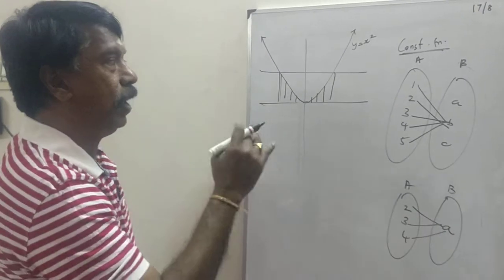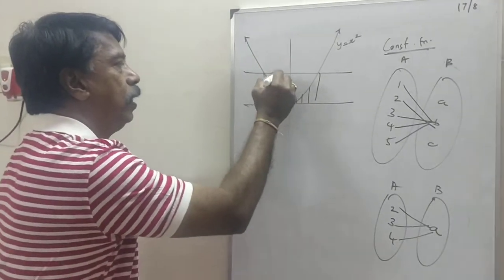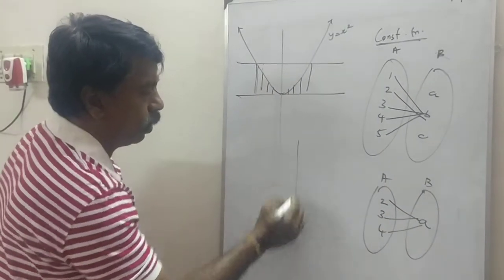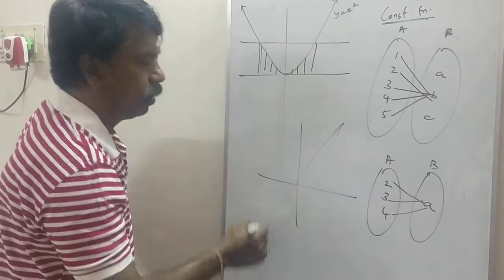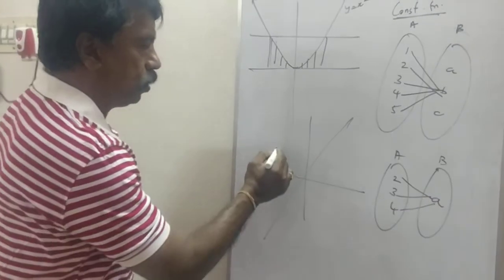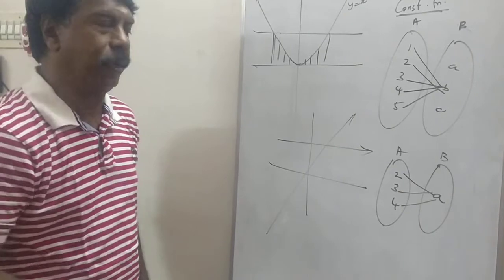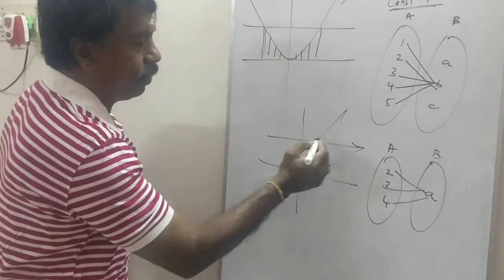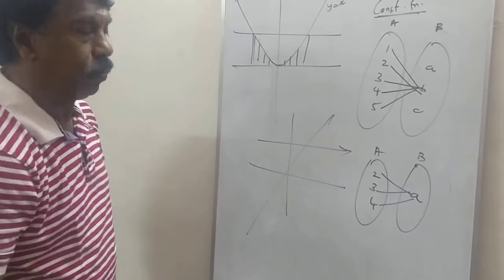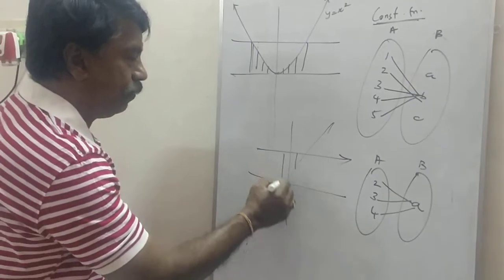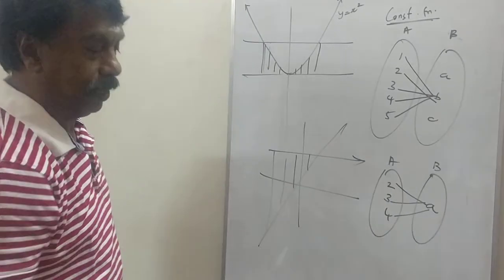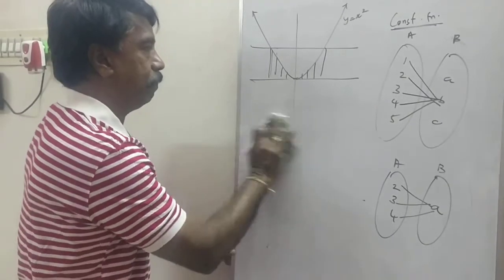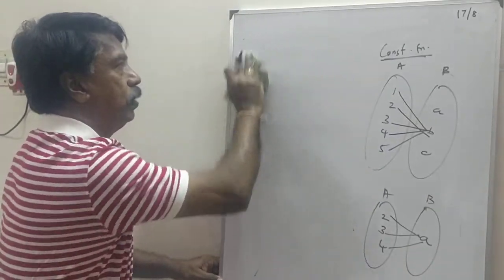Each element will be having different images. See here, these are all the images here. So by using another line, this is y equal to x, you draw a horizontal line test, we can find whether it is many to one or into function. We see that the horizontal line meets here. So each element will be having different images here. Therefore, it is one to one function.